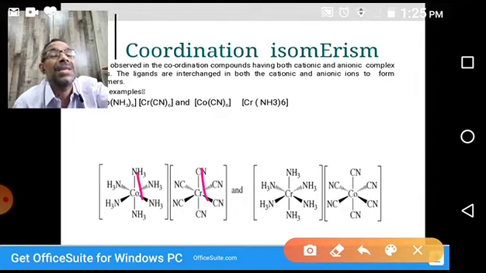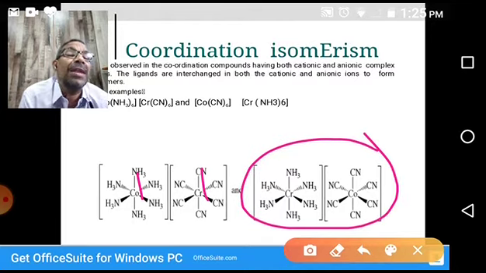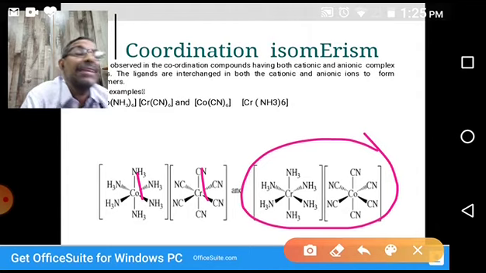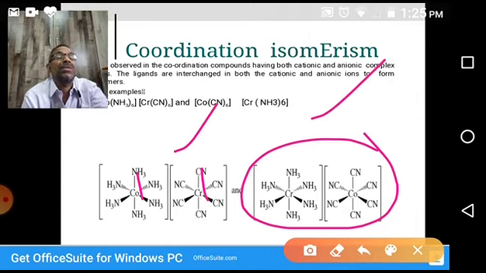Coming to this case, the name is also changing. First, you have to tell the cationic name. Okay, hexaamminechromium(III) hexacyanidocobaltate(III), the name of the compound. So the name is also changing. Different compounds, different names.